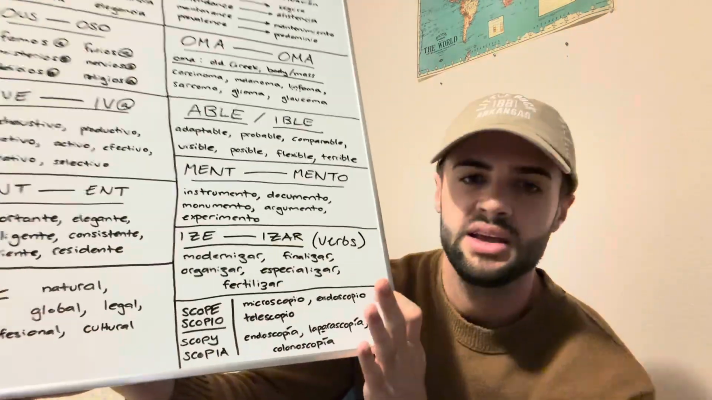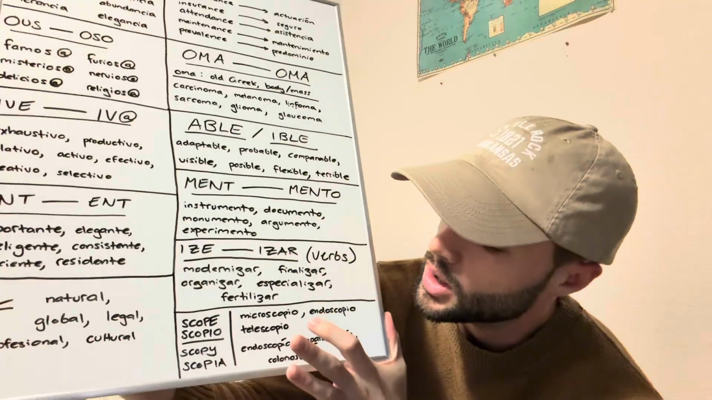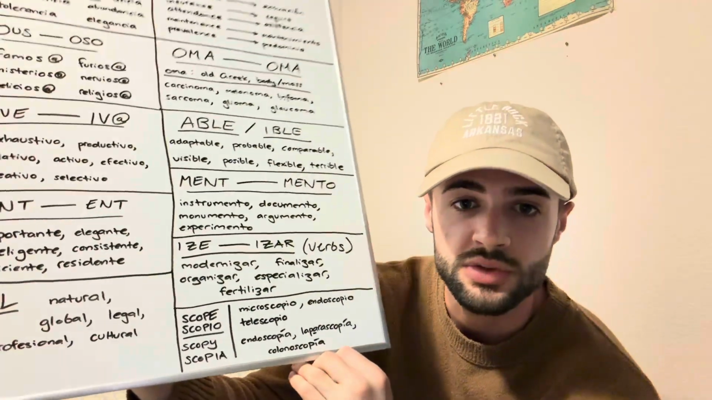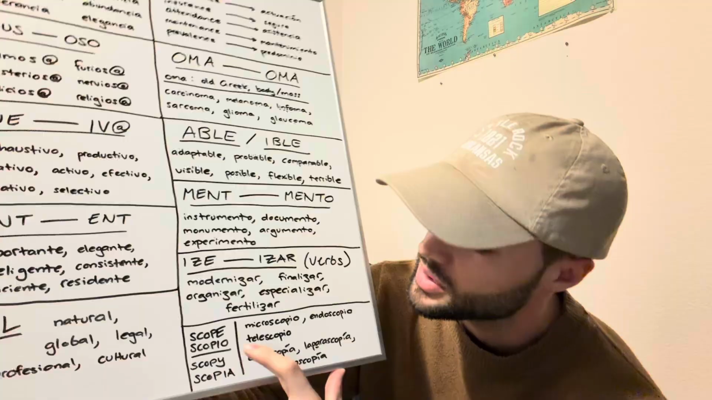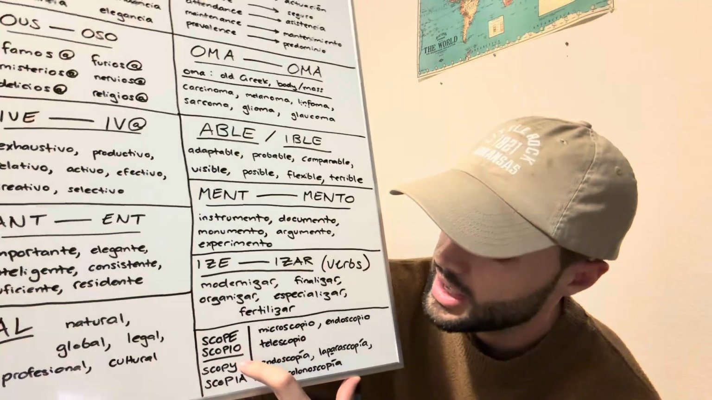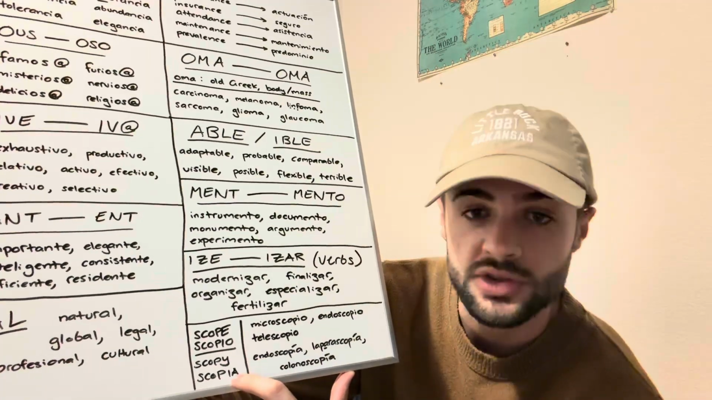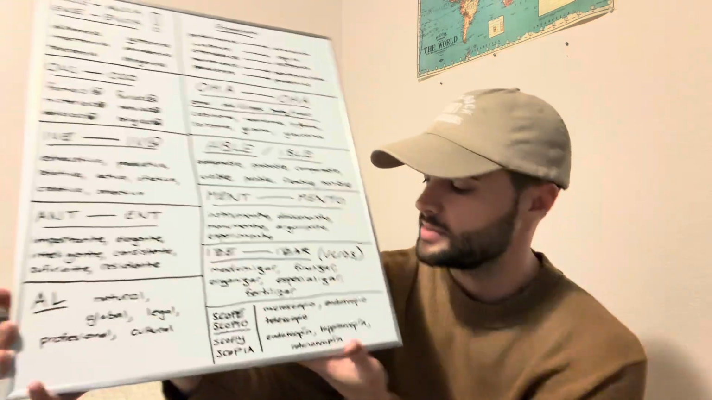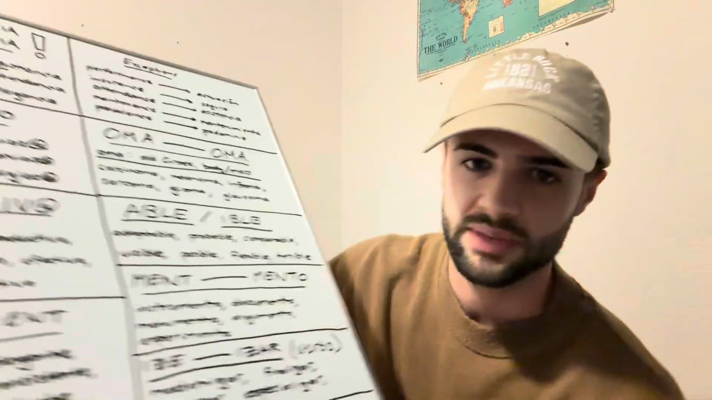The last one we have is more for, let's say, medical ones. So -scope becomes -scopio, and -scopy becomes -scopia. Oh, I made a mistake. Where's my marker? And it's actually a very crucial mistake, extremely important.